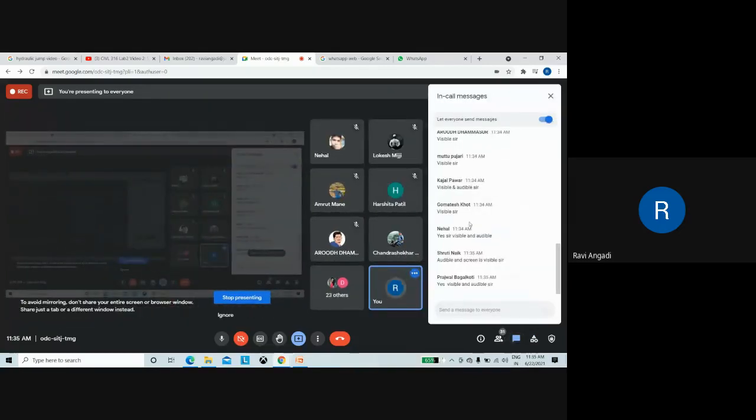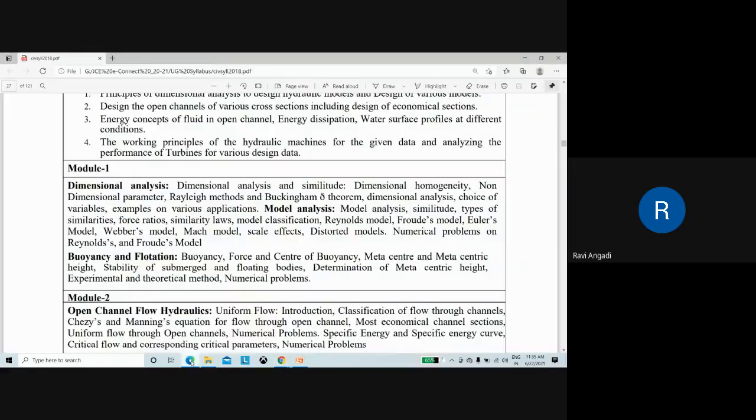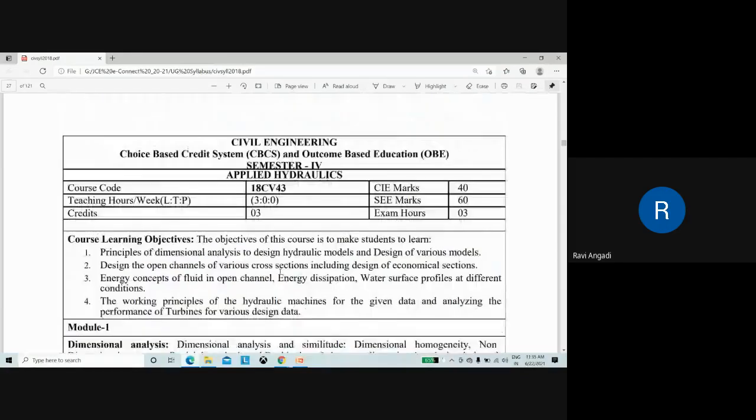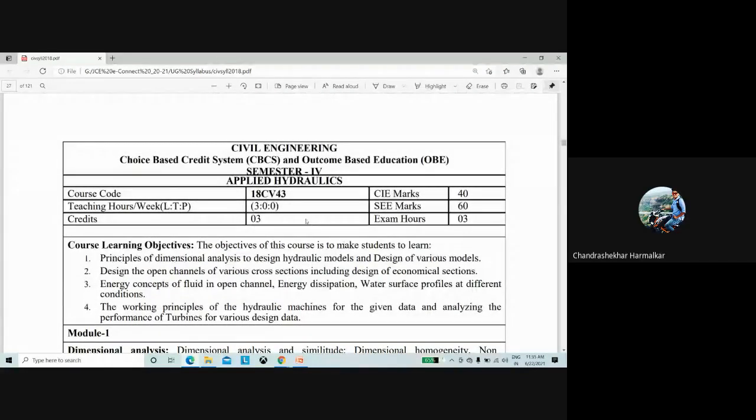Okay, right. I'll assume the screen is visible to you all and also it is audible. So listen carefully and observe the slides. So I am going to explain the non-uniform flow and the syllabus content. Okay. So is it visible this syllabus to you all? Yes, sir.